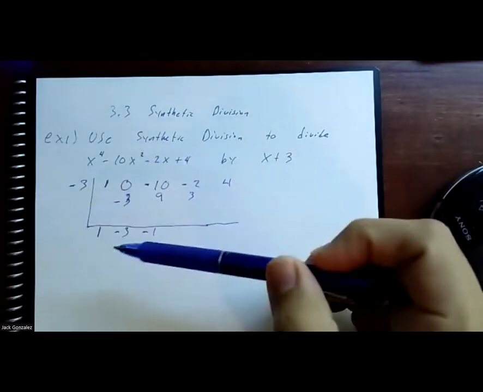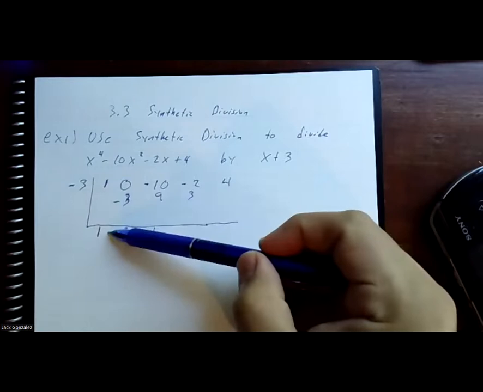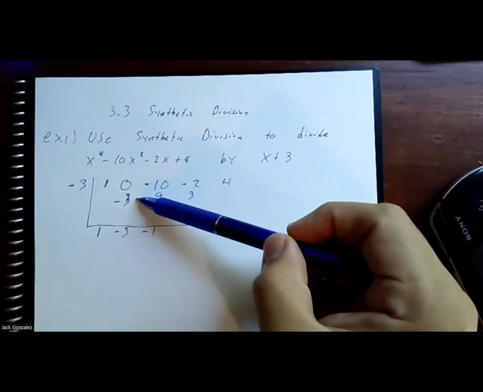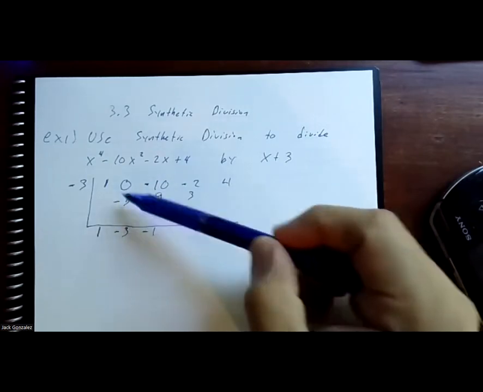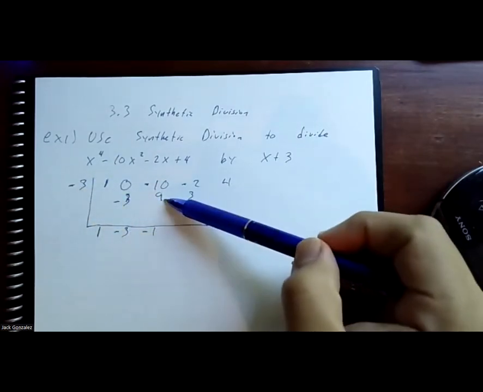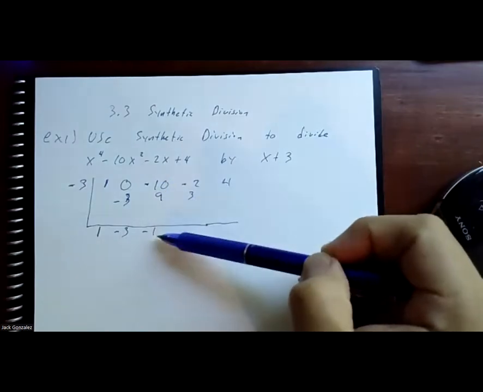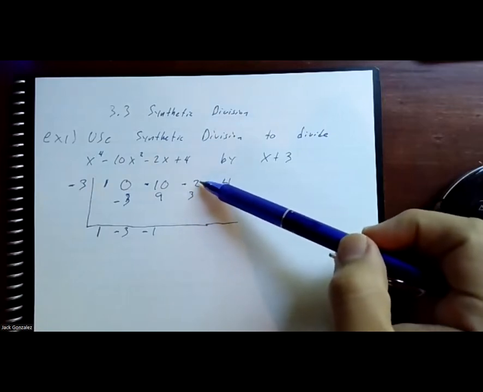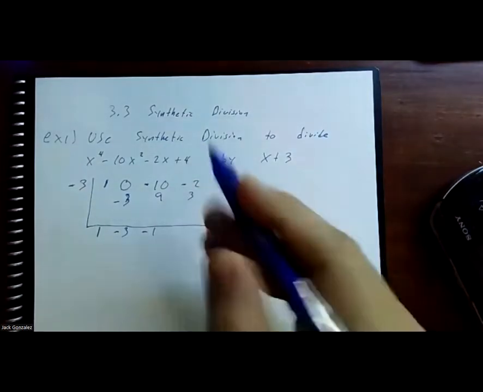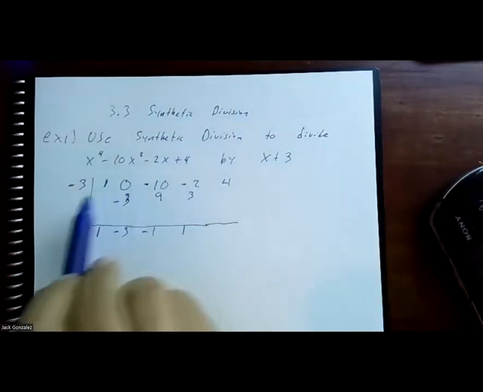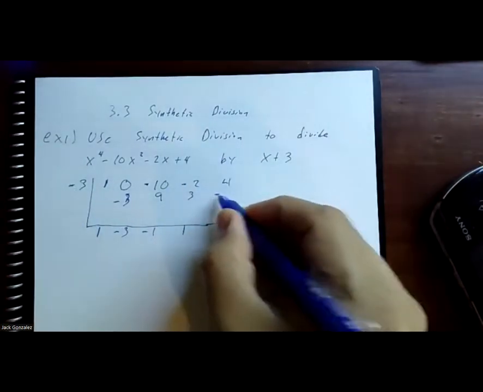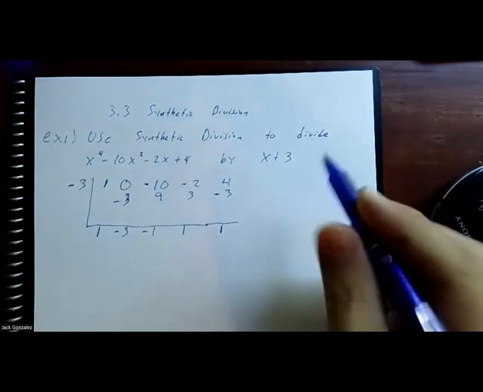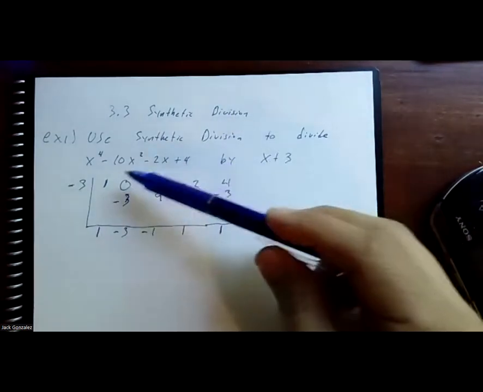So okay, one more time. Let's go over this again. Bring the 1 down. -3 times 1 is -3. 0 plus -3 is -3. And then you go over here. -3 times -3 is 9. -10 plus 9 is -1. -3 times -1 is 3. -2 plus 3 is 1. And -3 times 1, -3. 4 plus -3 is a 1. Do you see the algorithm? Do you see the pattern?